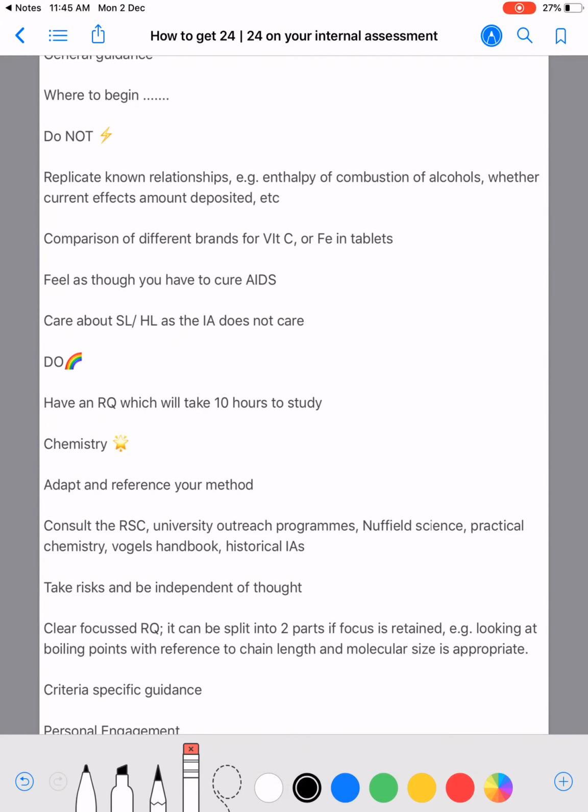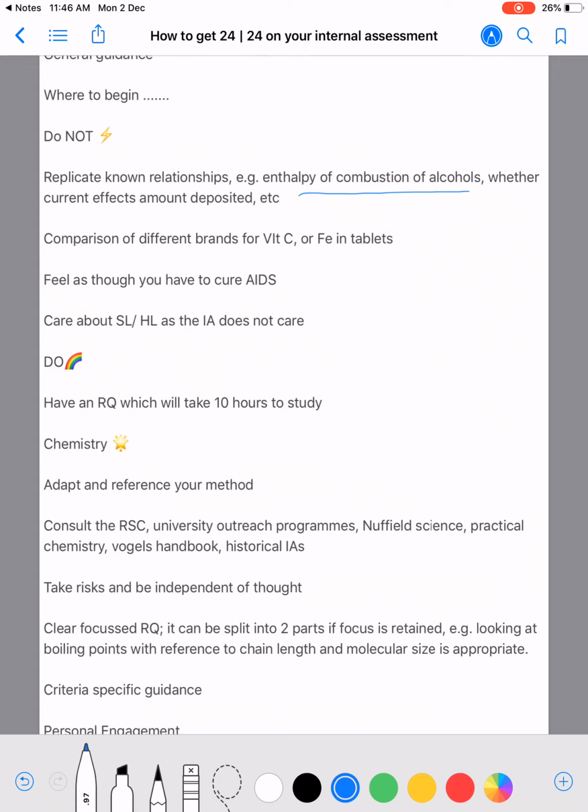Okay, so general guidance, where do you actually begin? This is obviously one of the hardest parts. Things that you should not do if you want a high mark. Do not replicate known relationships. Enthalpy of combustion of alcohols can score quite well, but it's not going to get you 24. We know that the enthalpy of combustion is going to increase with increasing carbon chain length. Why don't you look at the molecular size, the tessellation, the Debye-Huckel values, extend it, use it, and maybe it could get you the higher marks.